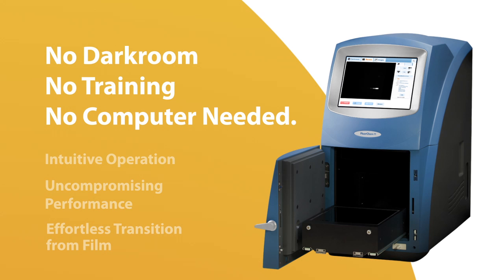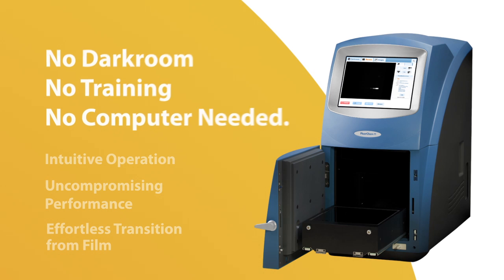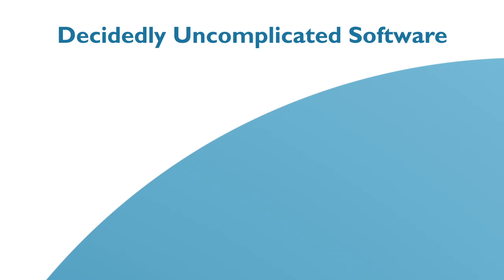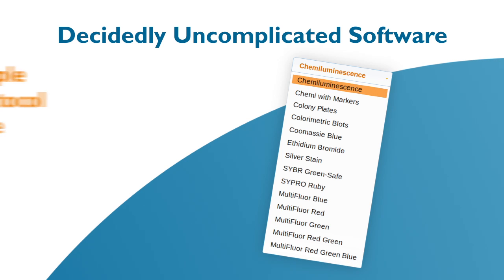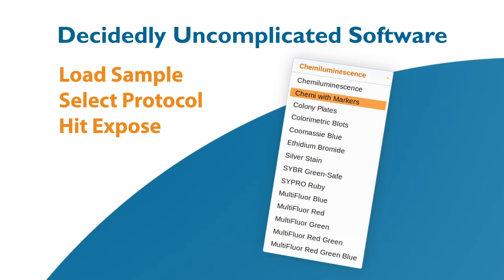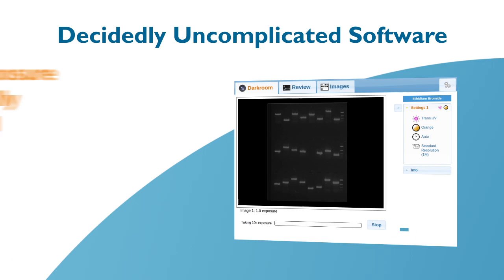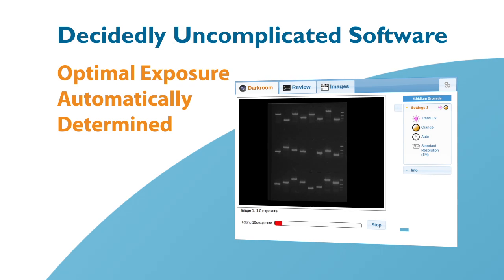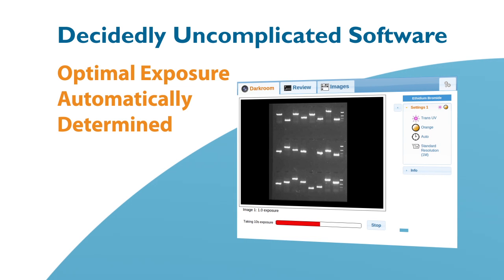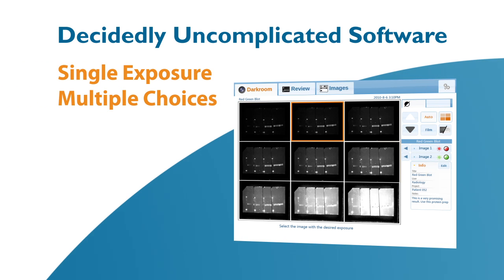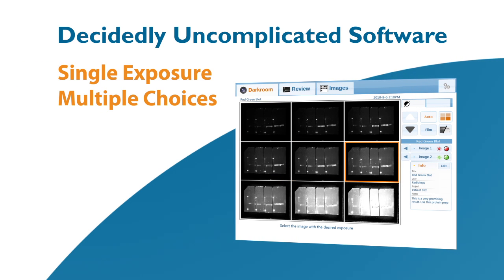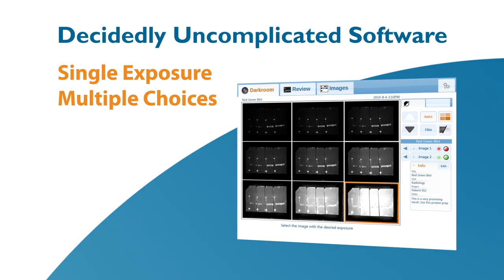No darkroom, no training, or computer required. The system's intuitive digital darkroom software makes imaging easy. Users simply select an application from the preset protocol menu and select Expose. FluorChem M's acquisition process automatically determines the optimal exposure and accurately captures the assay's entire signal range. Comparative viewing of virtual exposures eliminates the hassle of taking multiple exposures.